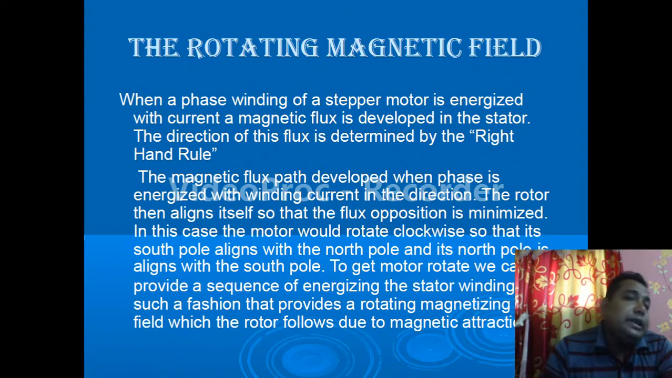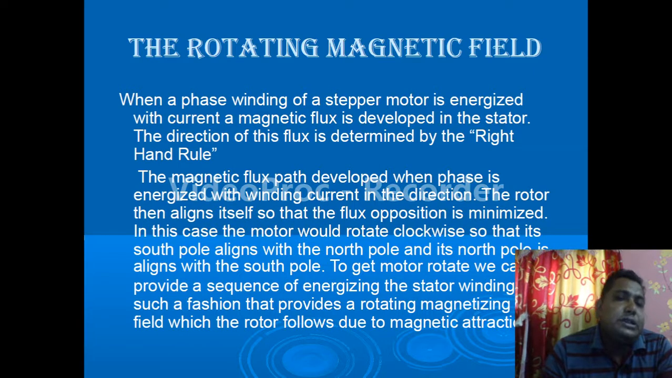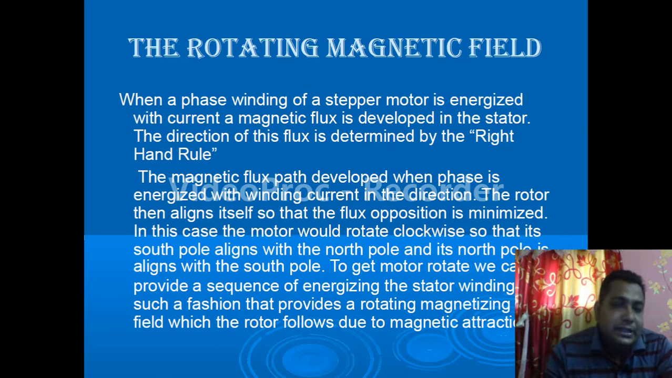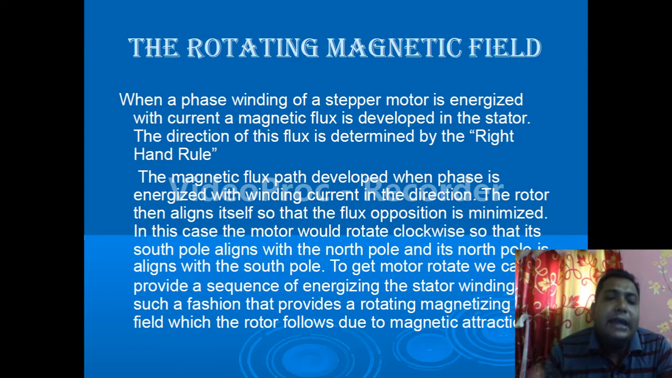Okay, so the rotating magnetic field. When a phase winding of a stepper motor is energized with current, a magnetic field is developed in the stator. The direction of this flux is determined by the right hand rule. When the phase is energized with winding current, the rotor aligns itself so that the flux opposition is minimized. In this case, the motor would rotate clockwise so that its south pole aligns with the north pole and its north pole is aligned with the south pole.